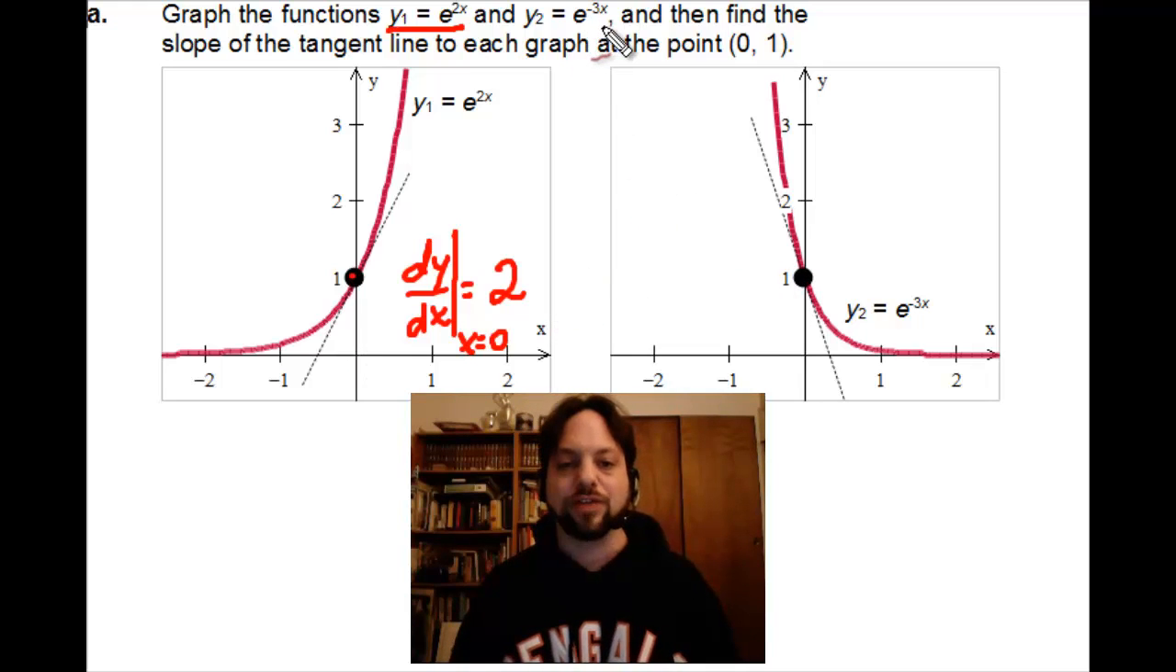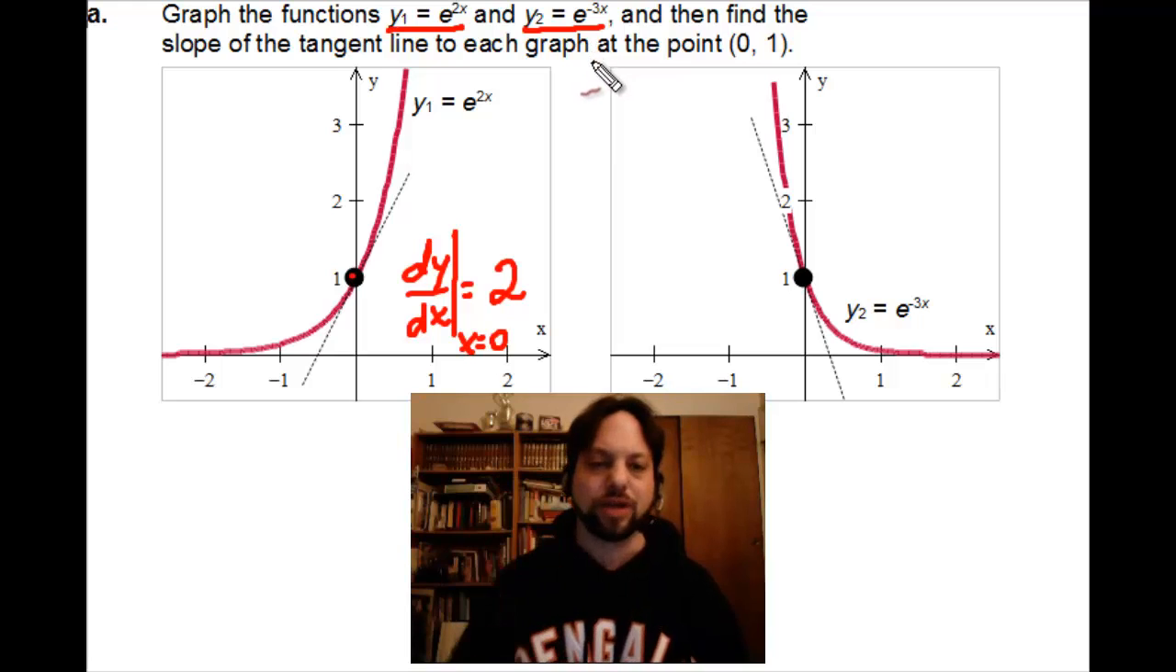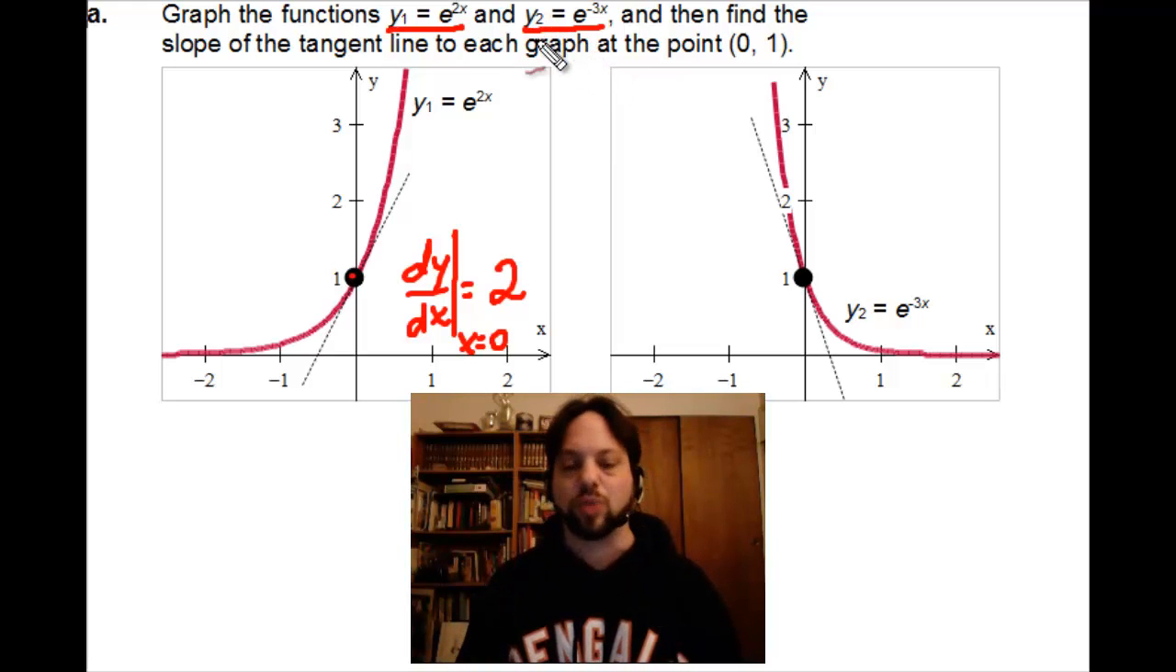Go ahead and graph in your calculator y sub 2 equals e to the negative 3x. Of course, you can go ahead and overwrite your first function. You don't need to call this y sub 2. It really makes no difference. But once this graph shows up on your screen, it should look like this red graph here.